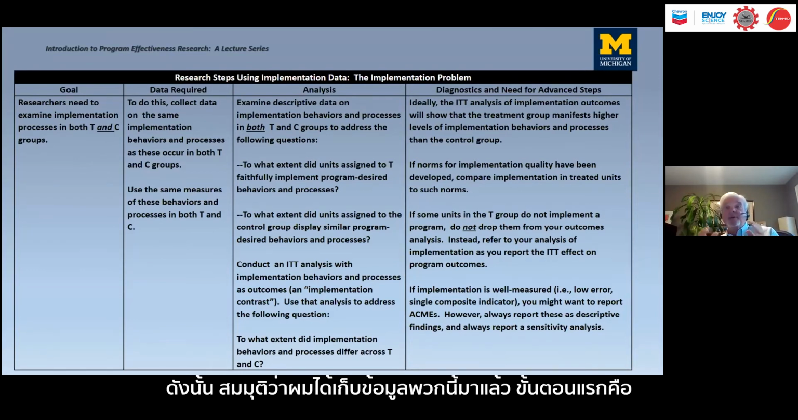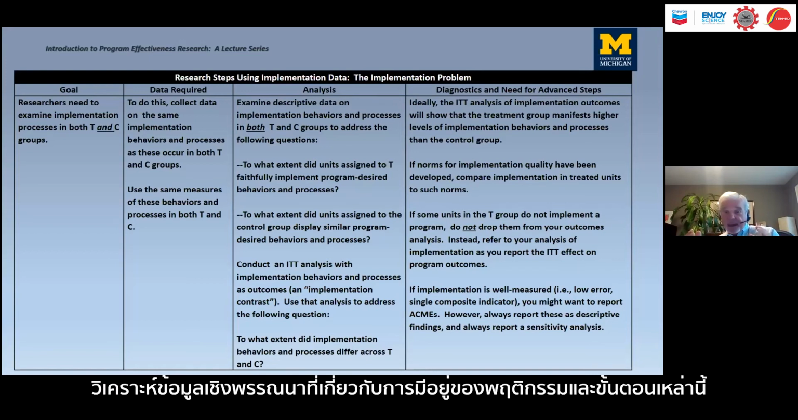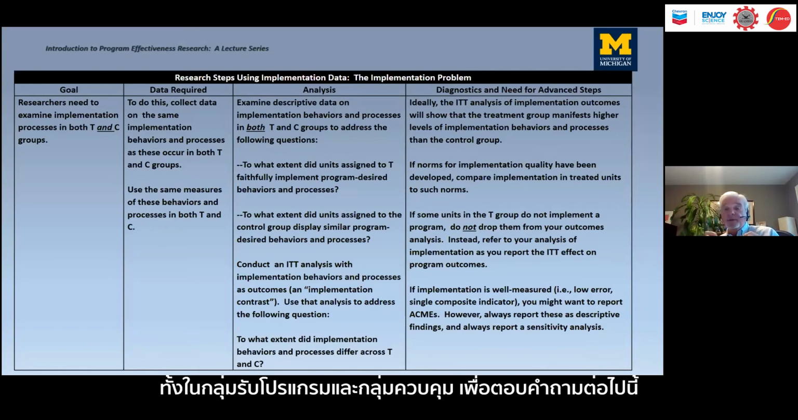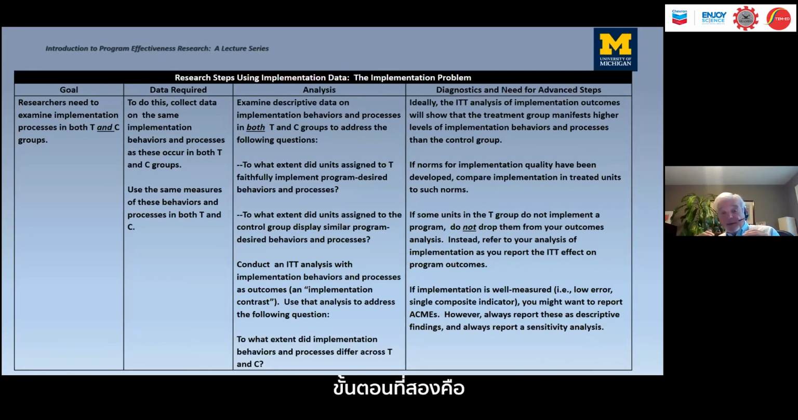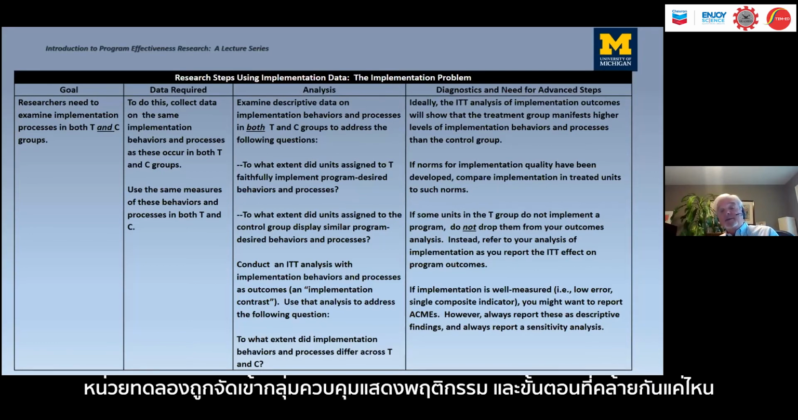So supposing we now had collected these data, the first step is to analyze descriptive data on the presence of these behaviors and processes in both the treatment and control groups to address the following questions. To what extent did units assigned to treatment actually faithfully implement the program's desired behaviors and processes? The second is, to what extent did units assigned to the control group display similar behaviors and processes?